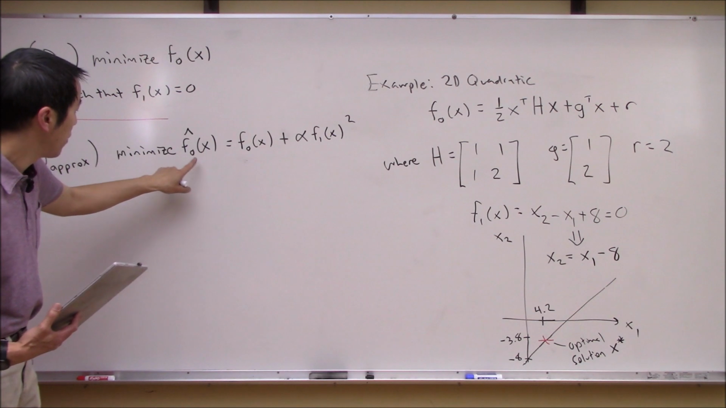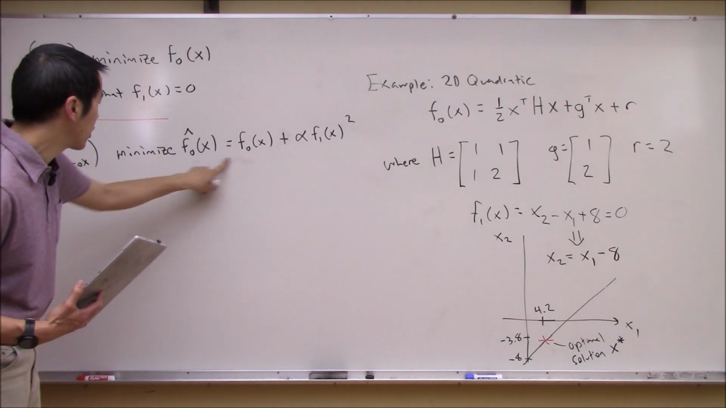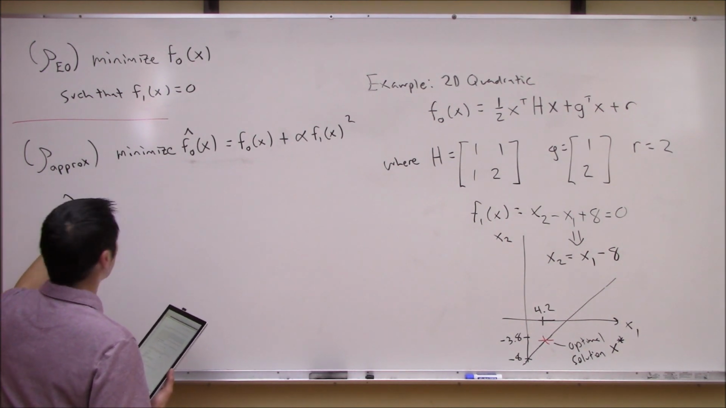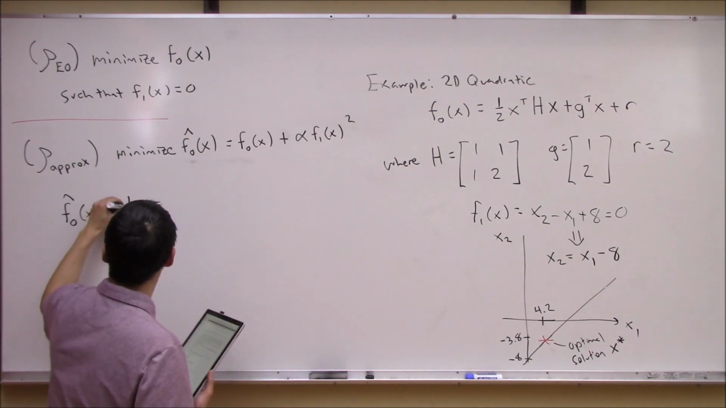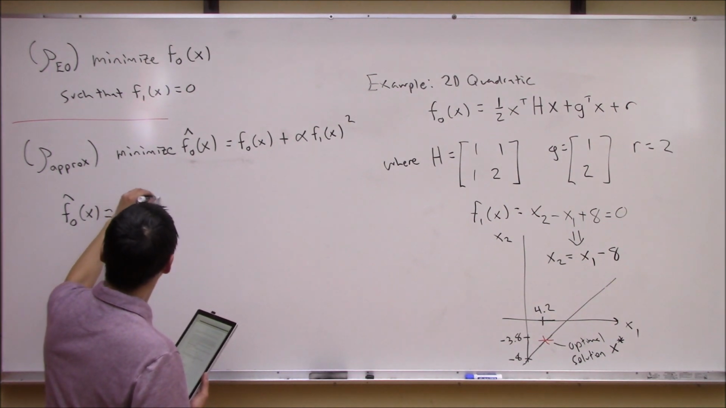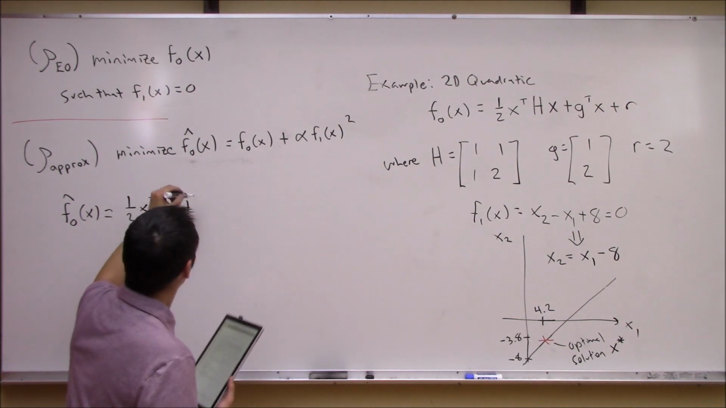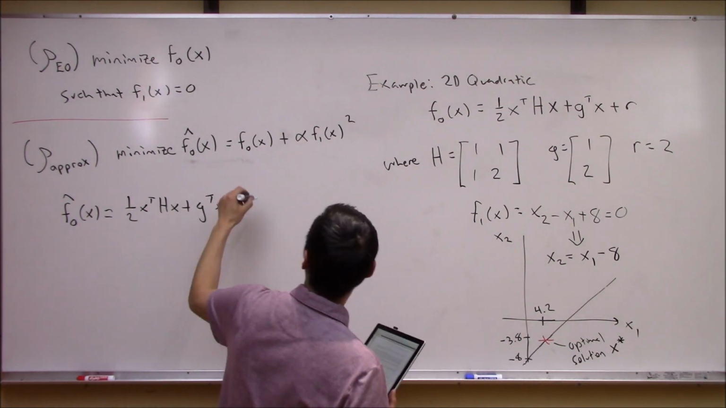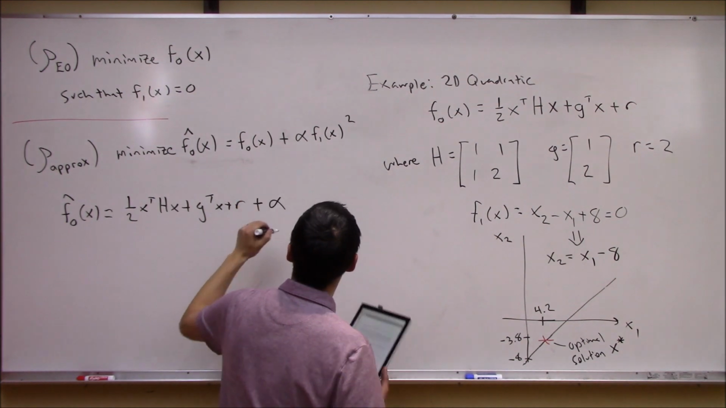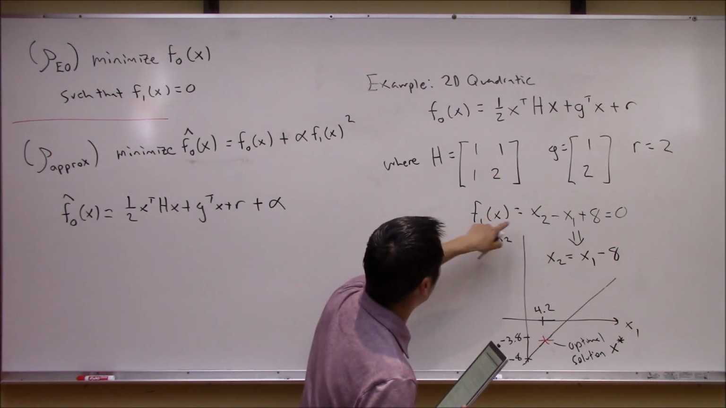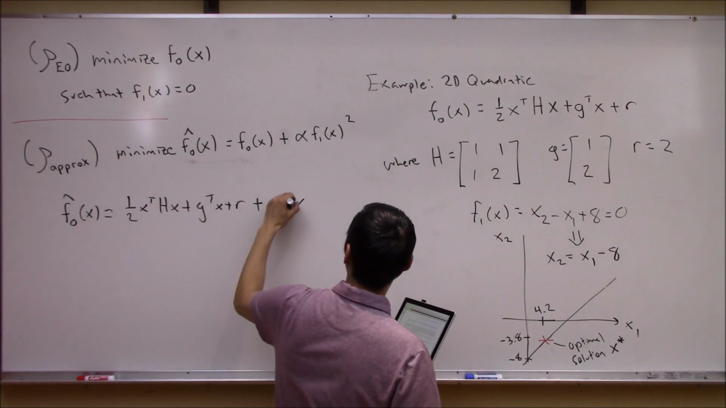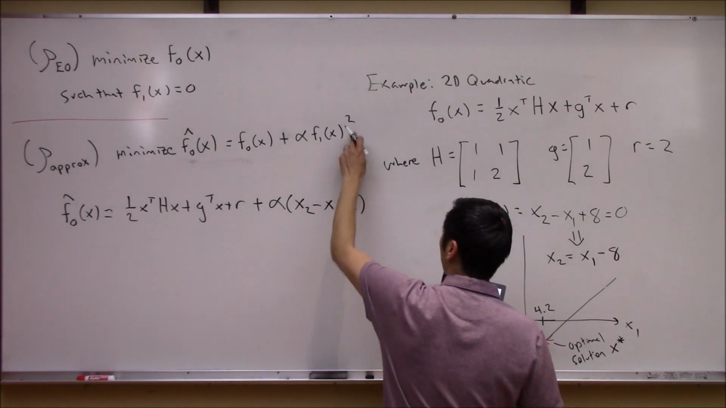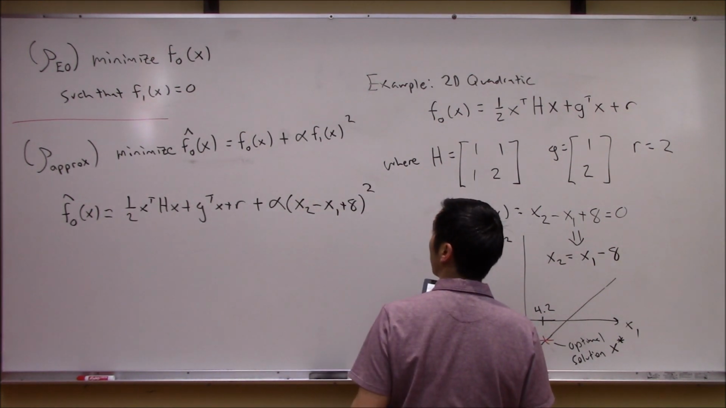So let's make f0 hat, our approximate cost function. That's pretty easy. f0 hat of x is just going to be the original cost function, in our case one half x transpose Hx plus g transpose x plus r, and now we're going to add on the penalty term: the penalty parameter alpha times f1. f1 was our constraint, x2 minus x1 plus 8. And again, do not forget this squared term. That will mess you up if you do.